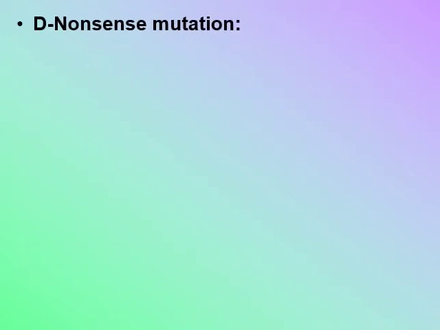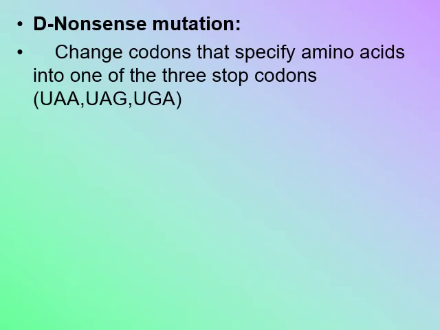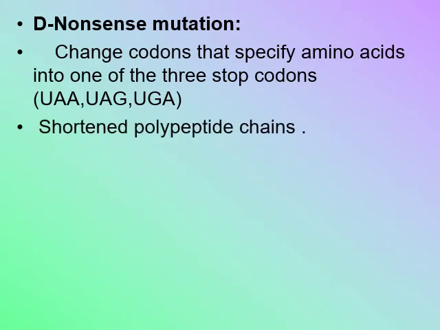Nonsense mutation, in which they change codons that specify amino acids into one of the three stop codons, UAA, UAG, or UGA. That leads to shortened polypeptide chains, which is contrary to what we have seen in the other mutation, where a longer polypeptide chain results instead of the short polypeptide chain in the nonsense mutation.